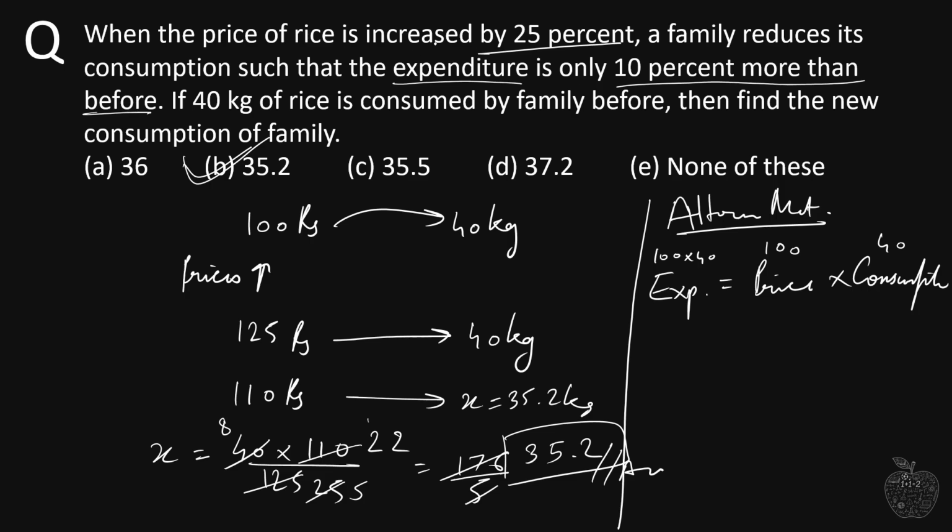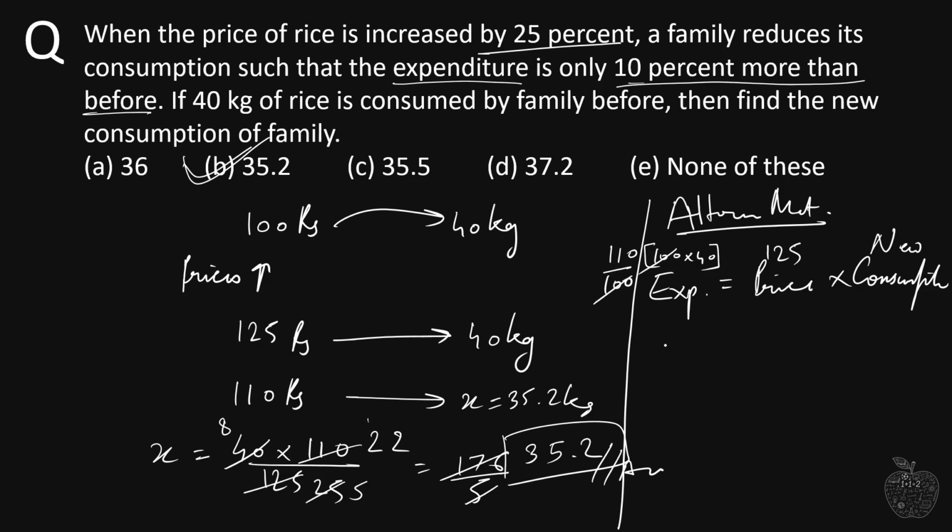Now the price is increased by 25%. So the new price is 125, and the family is only willing to increase its expenditure by 10% more than before. So before, the expenditure was 100 into 40. This value is the entirety of 100%, and the family is willing to increase this by 10%. So this becomes 110% of this. So 100 cancelled, and this will give me the new consumption.